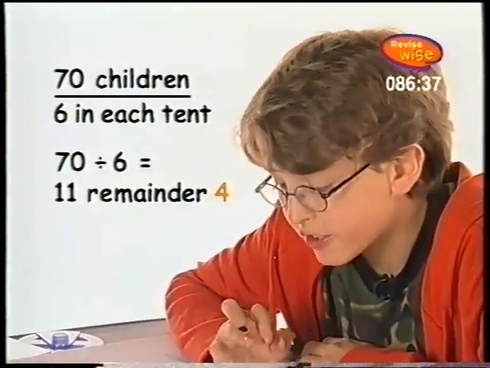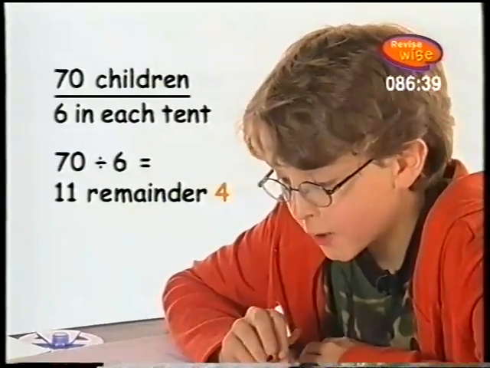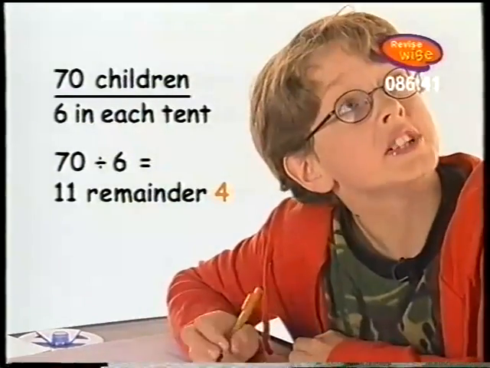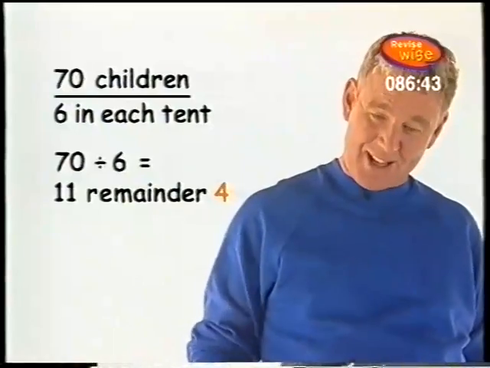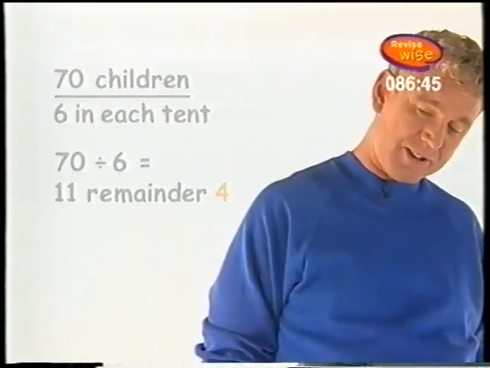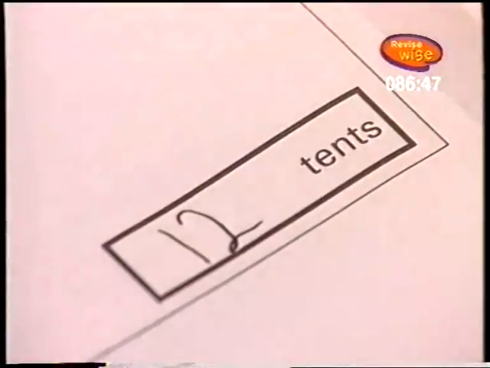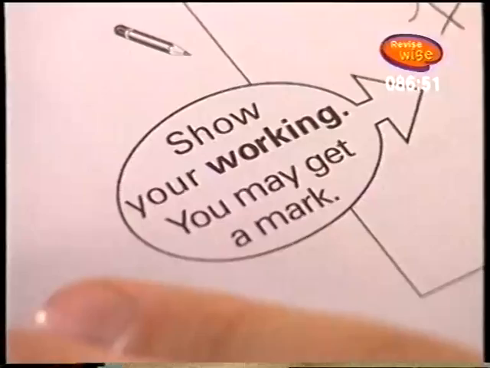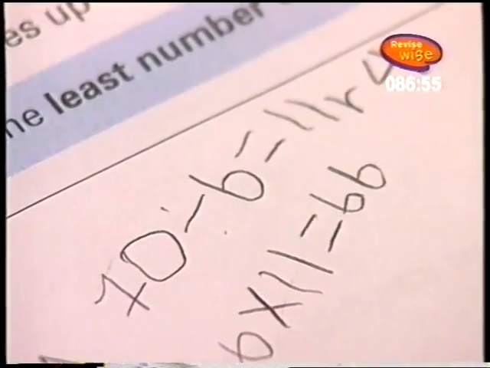Well, the remainder is 4 children, and they need a whole tent. So I have to round the answer up to 12. So write the answer in the box for 2 marks. Don't forget to show your workings out in the box. If you get an answer wrong, but your working is right, you'll get a mark.